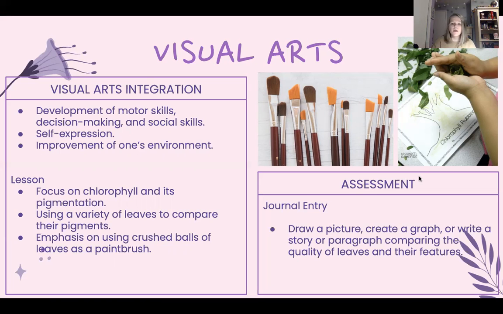So for assessment, students will draw a picture, create a graph, or write a story or paragraph comparing the quality of leaves and their features. This will help the teacher understand where the student is at in relation to their understanding of chlorophyll's pigmentation and how it relates to the process of photosynthesis.